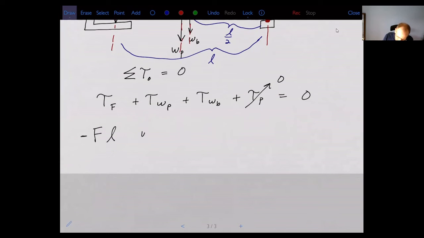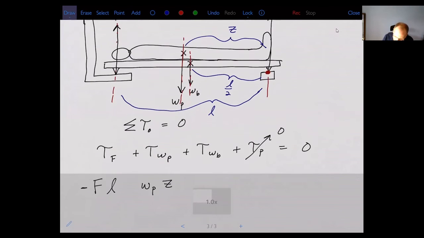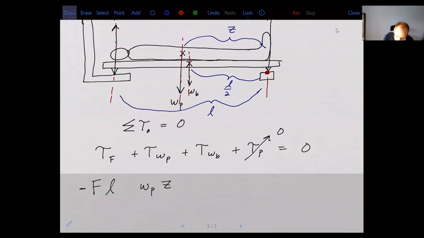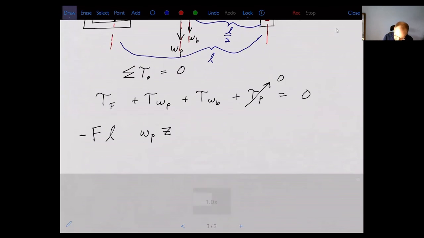Then I have the weight of the person times the moment arm, which was Z. And how would that rotate it? Well, if that were the only force acting, it would rotate the whole thing counterclockwise, in that direction. So that's going to be positive. So this is plus. And then finally, I have the weight of the board times the moment arm, which is L over 2. And that torque is also positive because it would tend to rotate it counterclockwise. And that's got to equal 0.